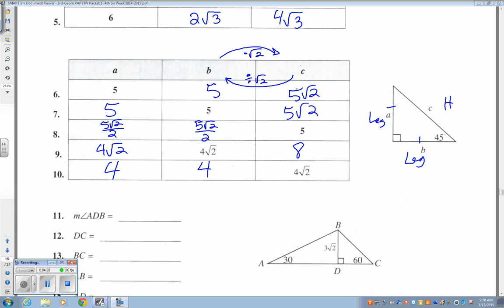We are going to check your homework check 2. Switch your packets. I'm going to come by and get red pens if you don't have one to grade with.